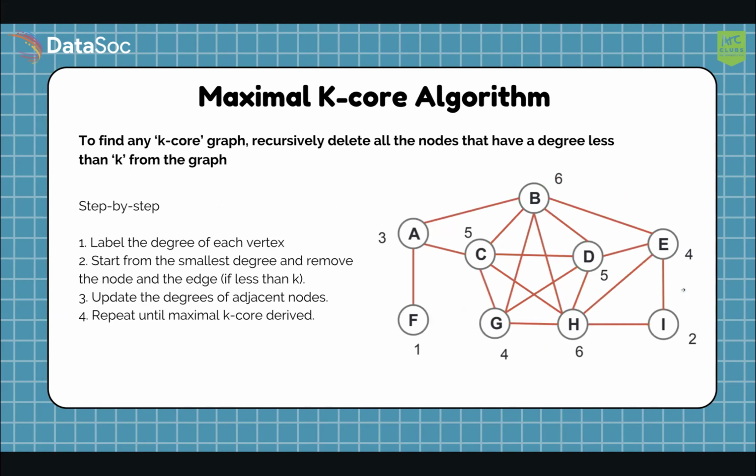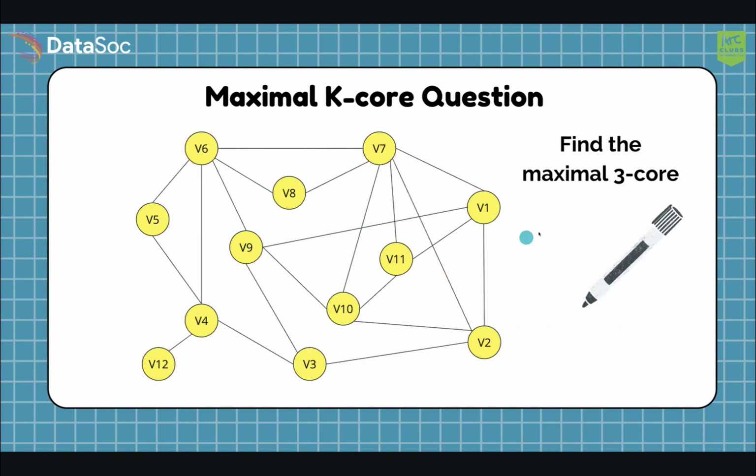Now, what's the maximal K-core algorithm? This is when you want to find a particular K-core graph, right? You recursively keep deleting all the nodes that have a degree less than K from the graph. So the step-by-step procedure is, whenever you get a graph, label the degree of each vertex. Start from the smallest degree and remove the node and the edge if it's less than K, update all the remaining nodes, and then keep repeating this process. So let's solve this question and find the maximal 3 core, right?